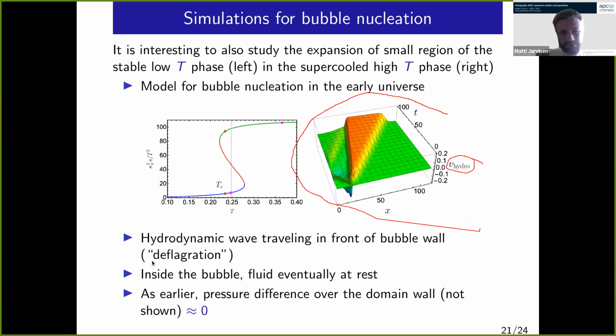This corresponds to the so-called, for the experts, evaporation case of the bubble nucleation. Inside the bubble, the fluid will eventually be roughly at rest, as you can see from the simulation result. I'm not showing the pressure difference here, but you can show that, this here is the domain wall, and the pressure difference over the domain wall is again close to zero. The pressure difference is still coming from this hydrodynamic wave moving to the right here.